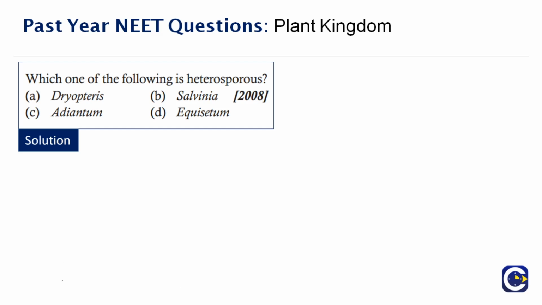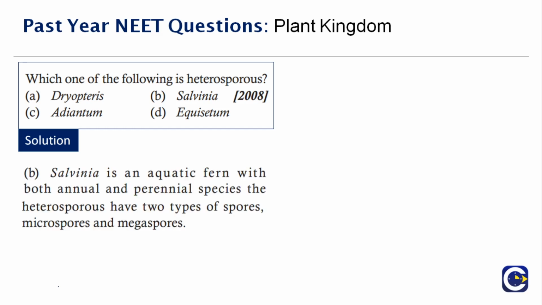Hetero means different. We are talking about the different sizes and the different types. One will be female and the other will be male. So out of the four options given here, which one will be the correct answer? The correct answer is Salvinia. We already spoke about this in the earlier slides where we talked about Selaginella and Salvinia. They produce two types of spores, micro and mega, and they germinate to give rise to the female and the male gametophyte.